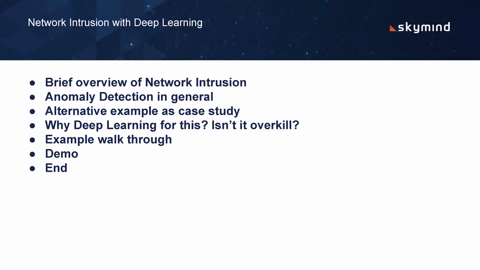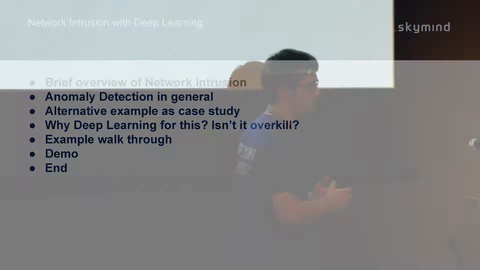So what I want to do is just give a brief overview. Basically, I want to go over the use case of network intrusion itself. So like, what is it? Think about hackers, identity theft, all sorts of crazy stuff like that. Kind of just go over anomaly detection. So like, what is it? Why should you care about it? What are we doing today? And then, why deep learning for this?